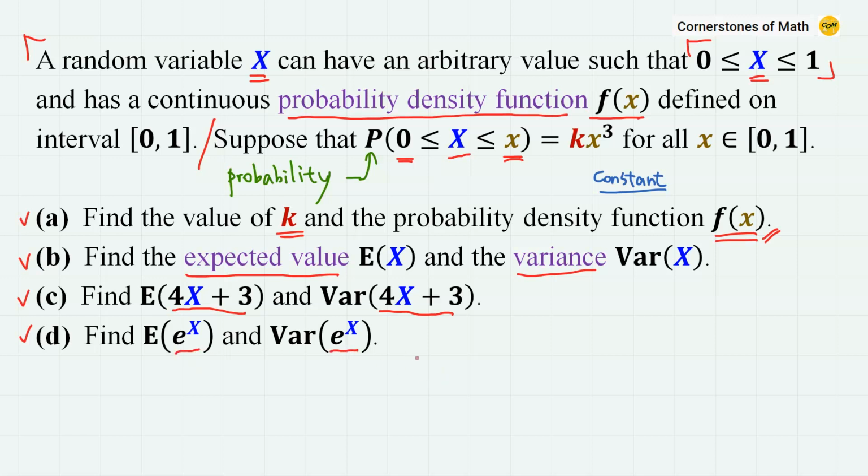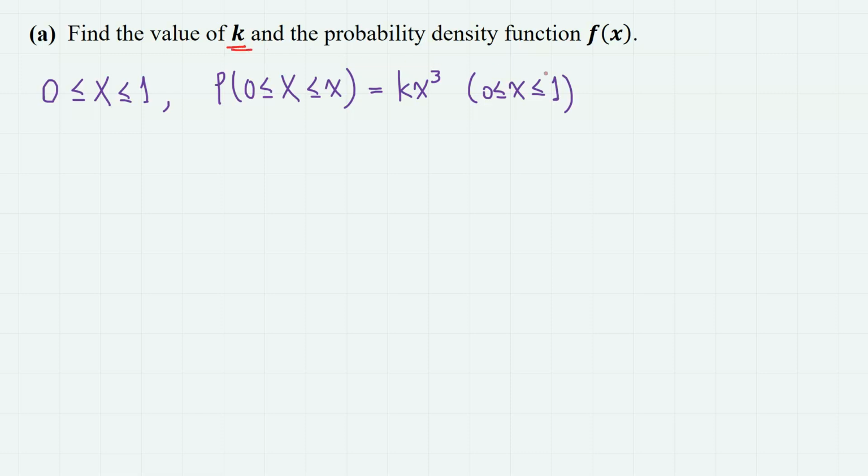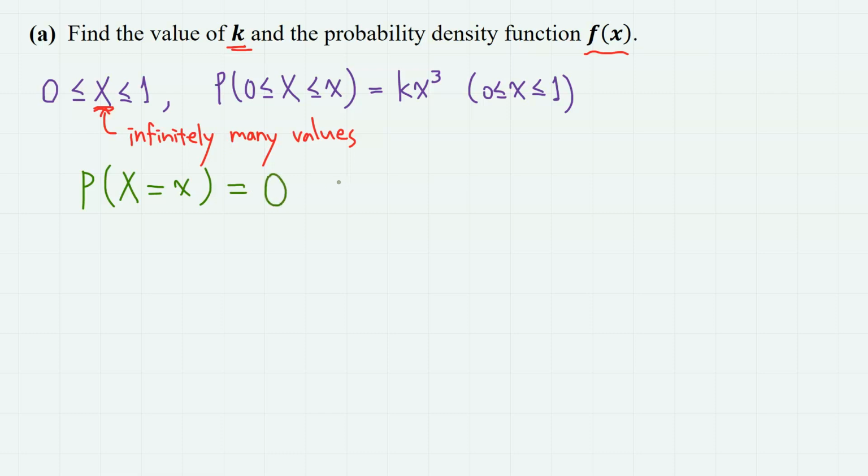Alright, let's solve this. First, the value of this constant k and the probability density function f(x). You see, in continuous probability distribution, the random variable, which we often denote with capital letter X, can now have infinitely many values. Therefore, the probability of random variable capital X having a single value such as small x is just 0. Therefore, in continuous probability distribution, we use the probability of capital X having a certain range of values, for example, between a and b.